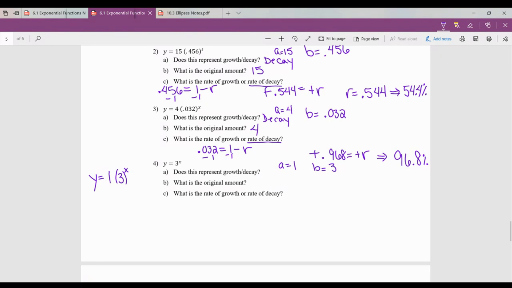Because B is greater than 1, it's going to be growth. My initial amount, or my original amount, A is 1. Now, because it's growth, we're going to do 1 plus R equals my base, which is 3. So I'm going to minus 1. So I get R equals 2. But remember, we want to do that as a percentage, so move the decimal point over to the right two. So it's growing by 200%. Okay, and that's it for this one.